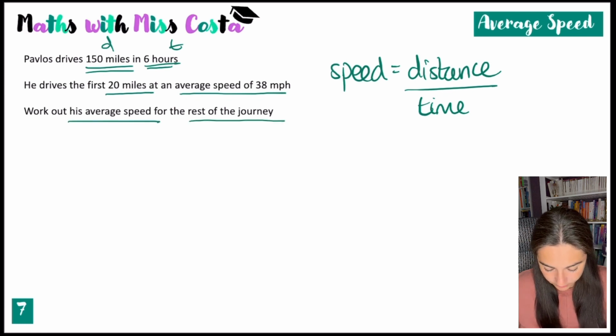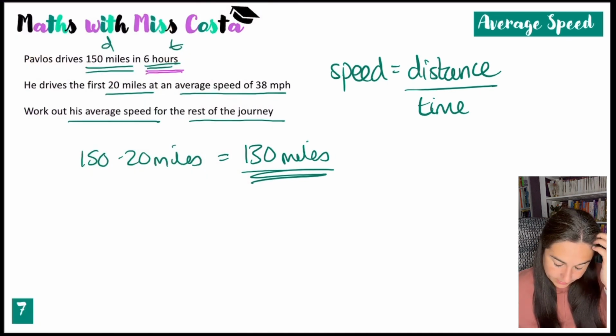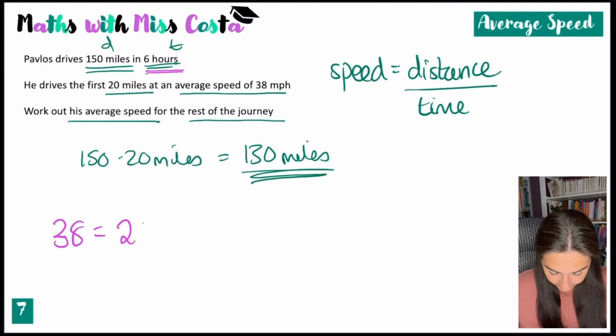So if he's already travelled 20 miles, that leaves him with 130 miles to travel. Oh no, it is, because we need to figure out how long he's travelled for. Okay, I did think it was too easy. Okay, so he's got 130 miles left. Now we need to figure out how long it took him to drive those 20 miles. So speed is 38 equals distance, which is 20 over time, which we don't know. So I've just substituted these values into that formula here.